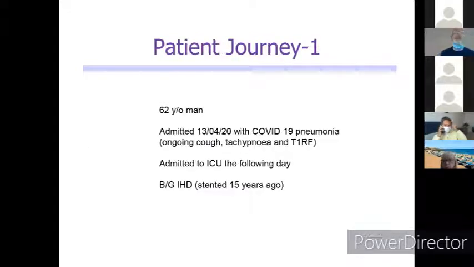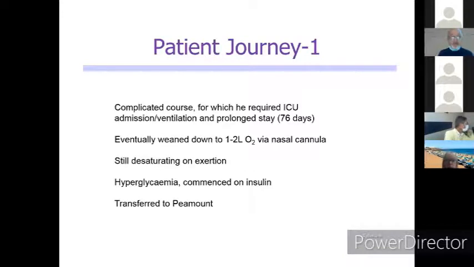Now, I think, Dr., hopefully there's a few minutes left for 1 or 2 patient journeys. And here's a 62-year-old gentleman. He was admitted middle of April, middle of first wave, with COVID-19 pneumonia into ICU the following day. Now, he did have an underlying condition in that he had a stent 15 years earlier for IHD. And he did run a very protracted course, this gentleman, 76 days actually.